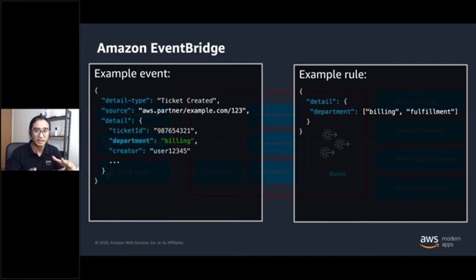Now, once you have an event bus, you can associate rules with it. Rules allow you to match against values in the metadata and payloads of the events ingested and determine which events should get routed to which destination.